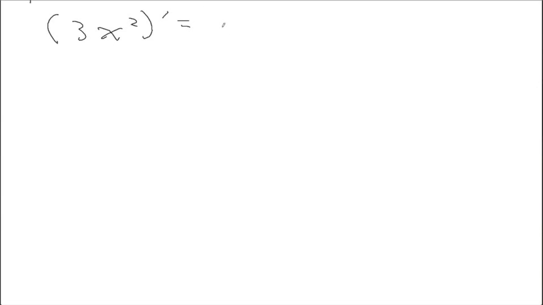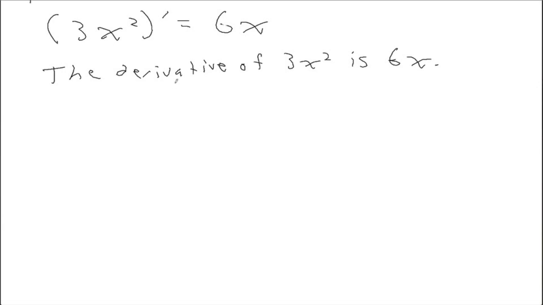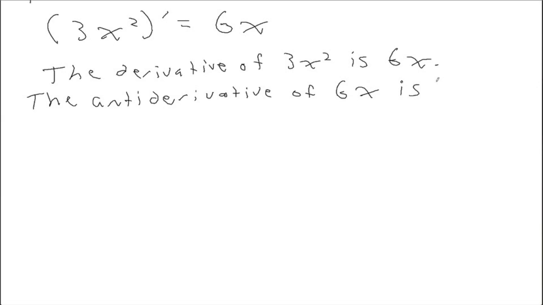So what's this? 6x. How would you express that in words? The derivative of 3x squared is 6x. And how else could we express that in words? The antiderivative of 6x is 3x squared. Say that again. The antiderivative of 6x is 3x squared. That's right. Okay, excellent. Very good.